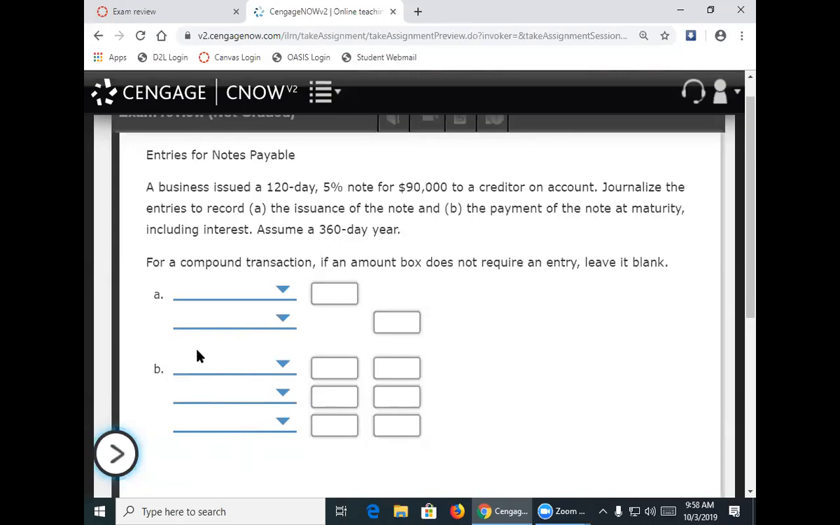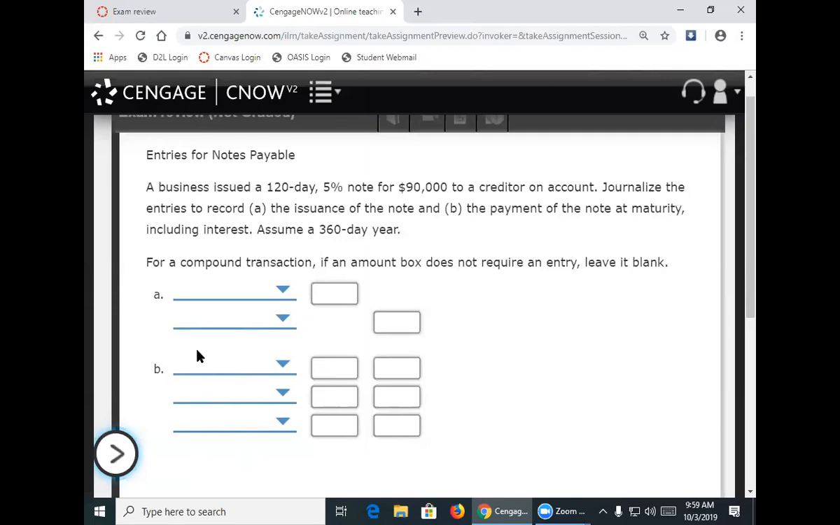In this case, we have a business issued a 120-day 5% note for $90,000 to a creditor on account. So we're the business that's issuing a note. So we're the ones that are borrowing or taking out this note. It says journalize the entry to record the issuance of the note in A, and then B, the payment of the note at maturity.